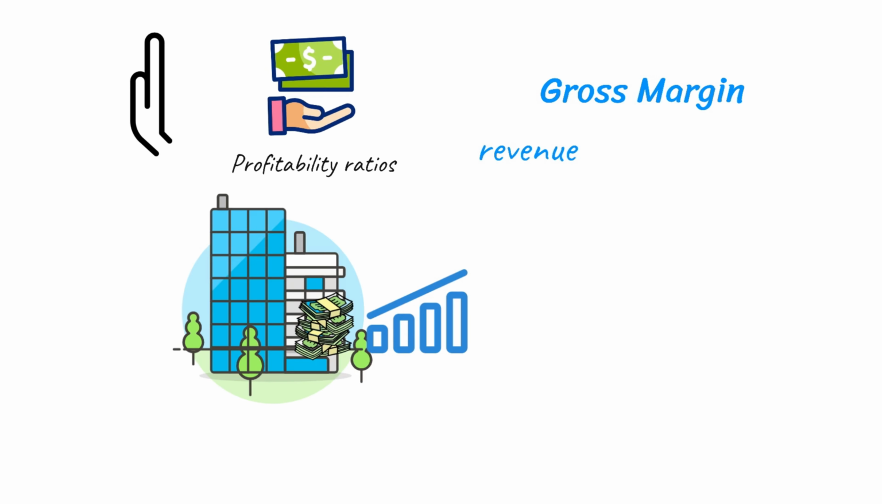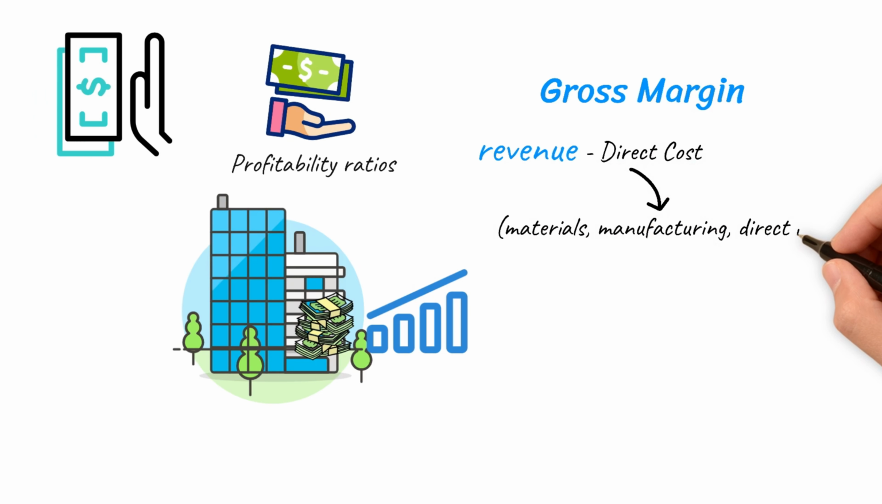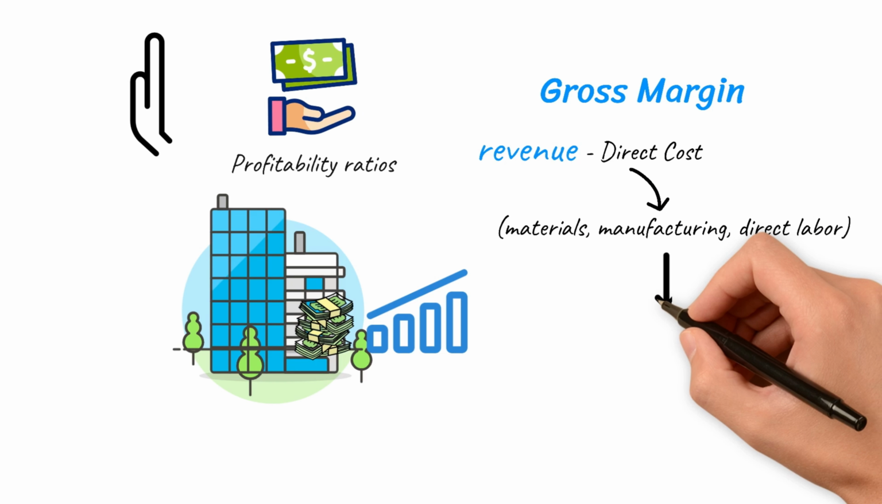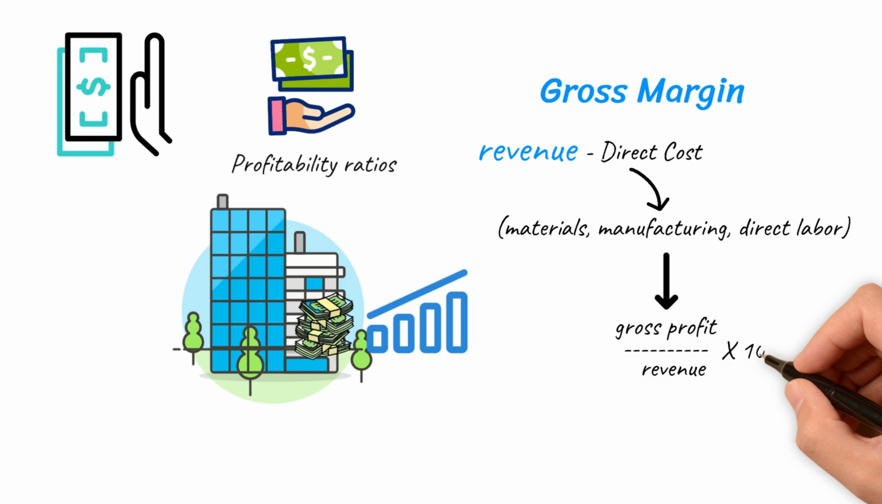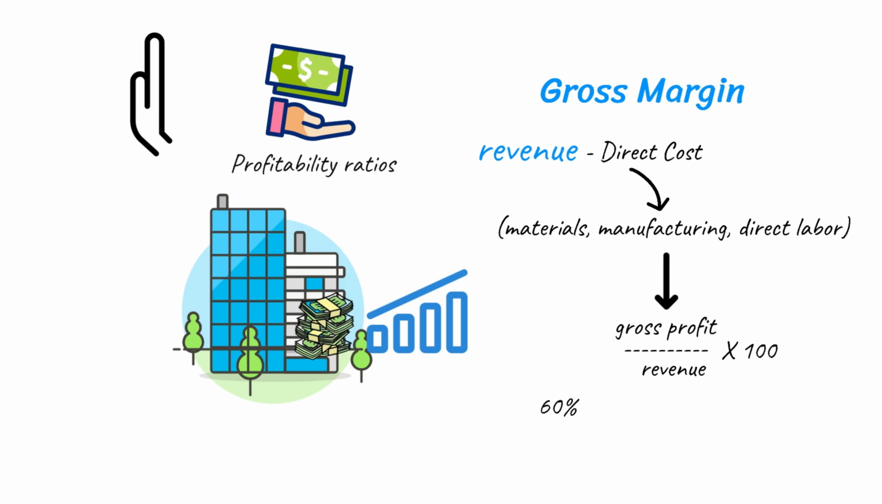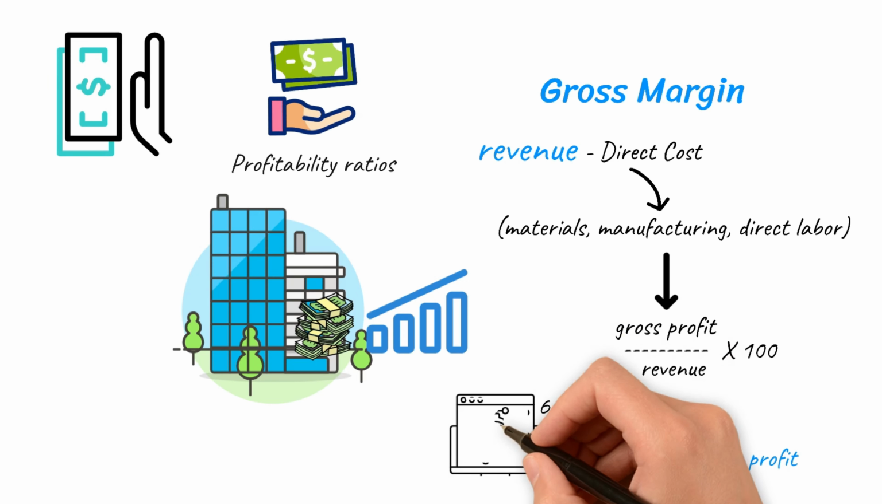Take revenue, subtract only the direct cost of producing the product: materials, manufacturing, direct labor. What's left is gross profit. Expressed as a percentage of revenue, that's gross margin. A 60% gross margin means the company keeps 60 cents of every dollar before rent, salaries, and marketing.